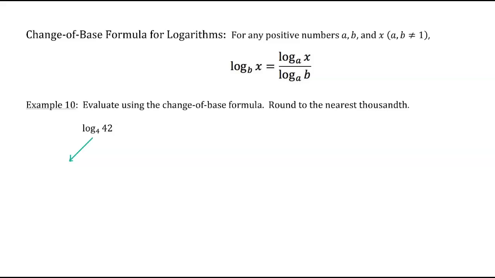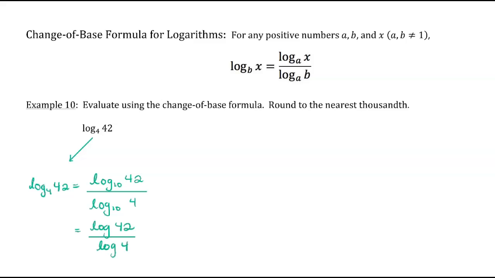Let's switch to the common logarithm, log base 10. We have log base 4 of 42. To use the change of base formula and write this as log base 10, the numerator is log base 10 of the original argument, 42, and the denominator is log base 10 of the original base, 4. Log base 10, that's our common logarithm. We can even write this without the base. And this is something that we can evaluate using our calculators.